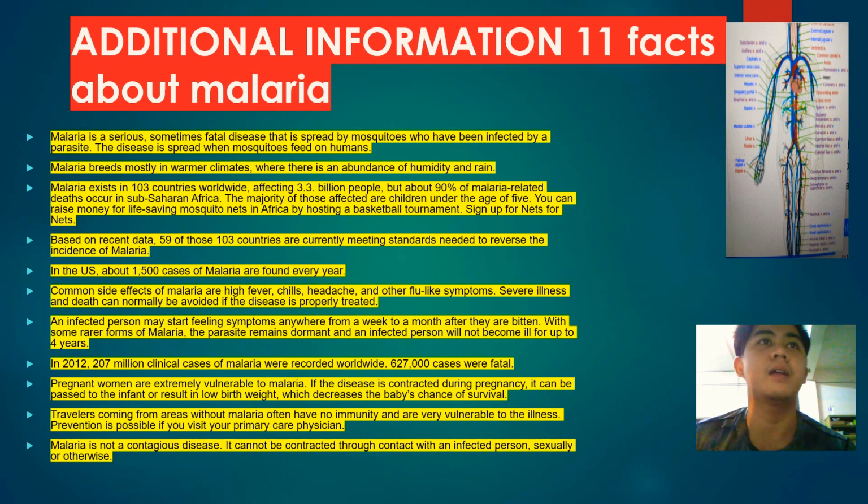Next, the malaria breeds mostly in warmer climates where there is an abundance of humidity and rain. It is said that malaria exists in 103 countries worldwide, affecting 3.3 billion people. But about 90% of malaria-related deaths occur in Sub-Saharan Africa. The majority of those affected are children under the age of 5.